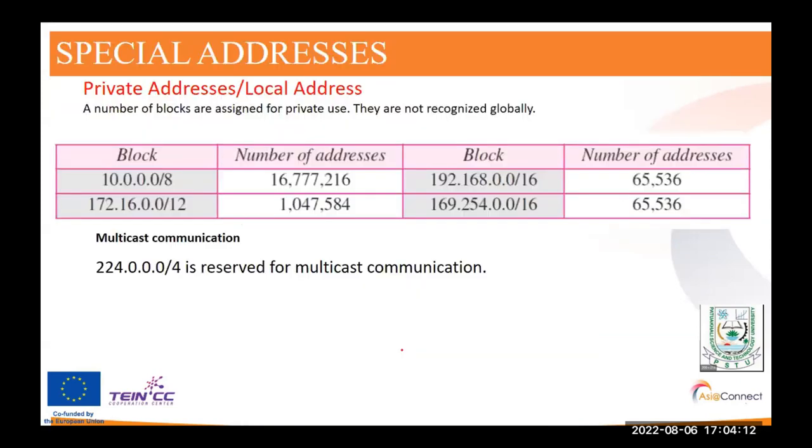So this is that brief. Another issue is that some groups of addresses are used for local LAN connections. Basically these are called private or local addresses: the 10.0.0.0 series, the 172.16.0.0 series, the 192.168.0.0 series, and the 169.254.0.0 series. These four blocks we can use for local network connections.